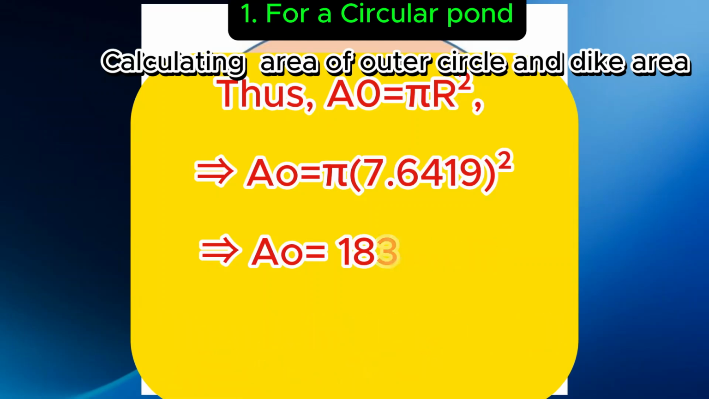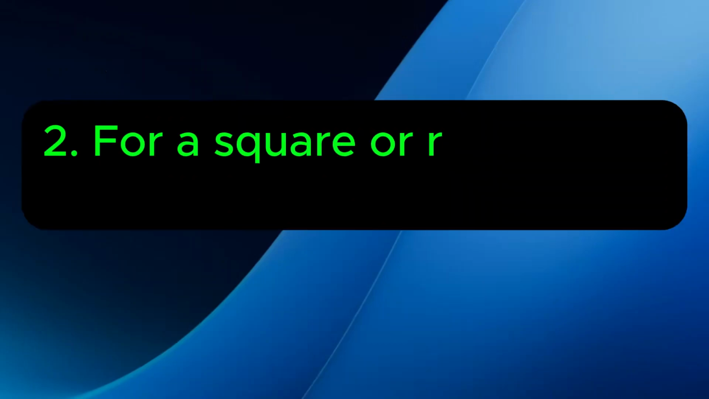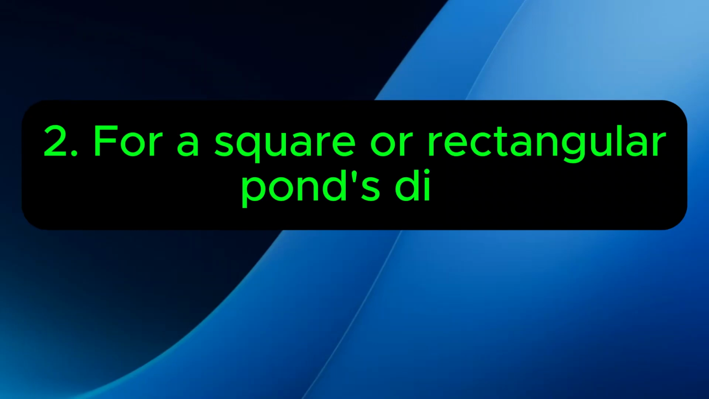Now that we already know the area of our circular pond's dike, let's move ahead to determine the area of our square and rectangular pond's dike in the following section.